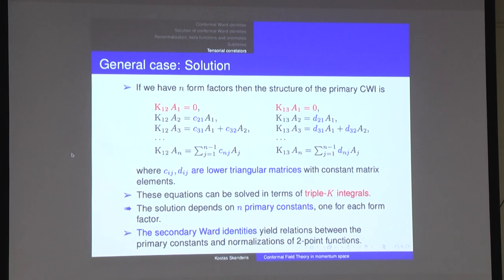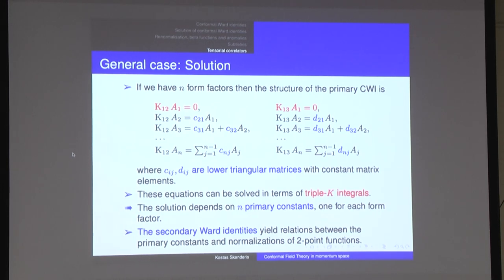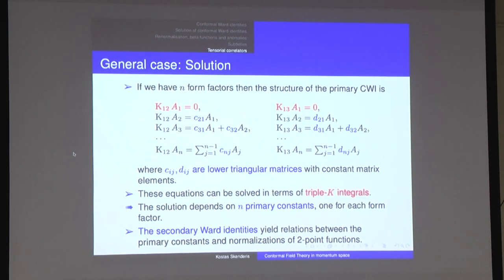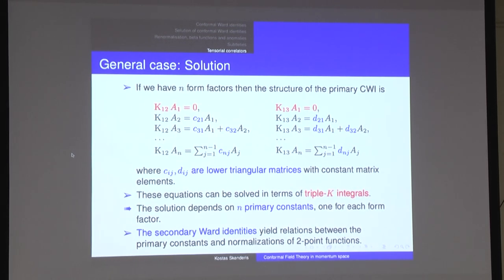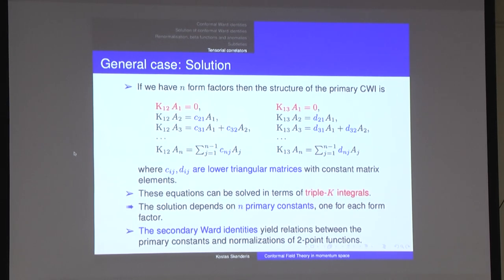Now, once you solve the top equation, then the second line is an inhomogeneous equation where A1 enters. But for this equation, one can use properties of triple K integrals to find a particular integral, and this is again given in terms of triple K. Now you know A1, then you go to the next step, where you need both A1 and A2, and you can use them. So all solutions are given in terms of triple K integrals.